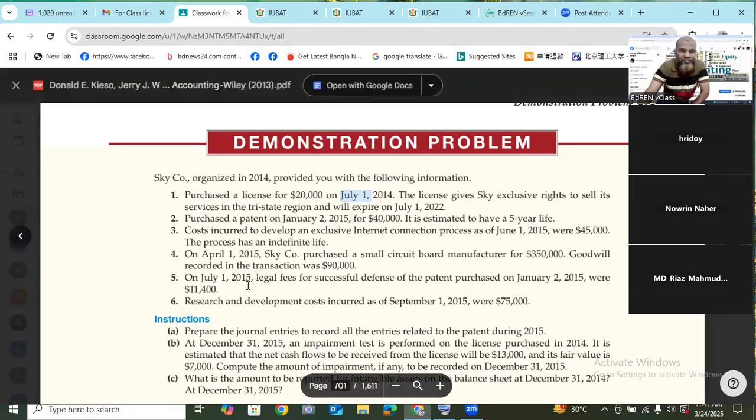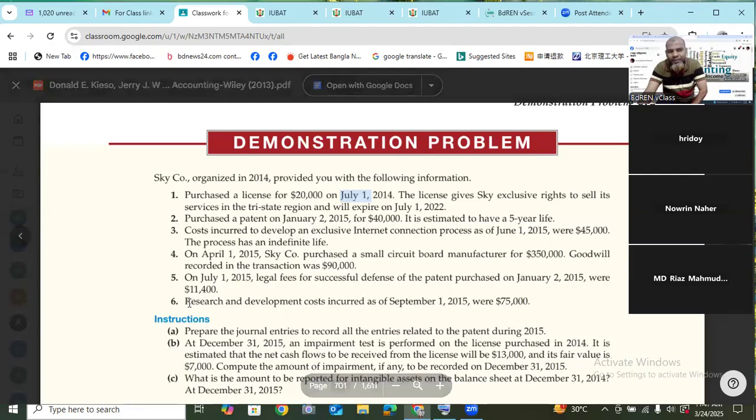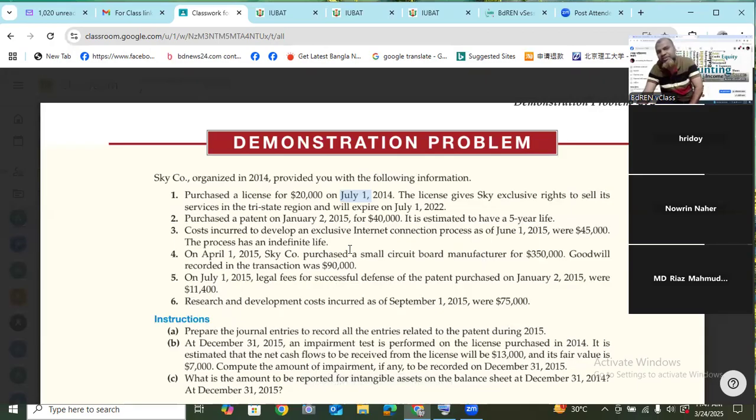On July 1, 2015, legal fees for successful defense of the patent purchased on January 2, 2015 were 11,400. Number 6, research and development cost incurred on September 1, 2015 were 75,000. These are the different transactions regarding intangible assets and research and development.